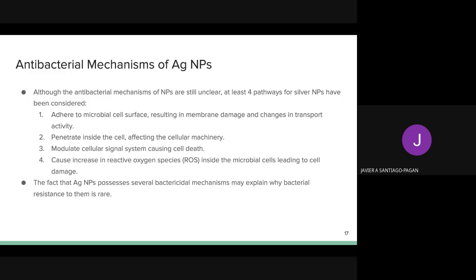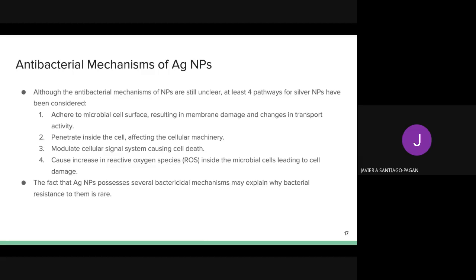The second pathway is that they penetrate inside the cell, affecting the cellular machinery. The third one, they modulate the cellular signal system, causing cell death. And the fourth one, they cause an increase in reactive oxygen species, ROS, inside the microbial cells, leading to cell damage. This fourth one is the pathway they think is the most likely.